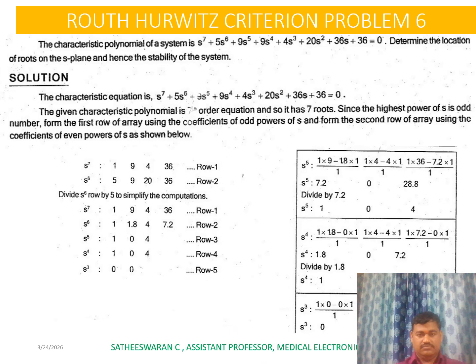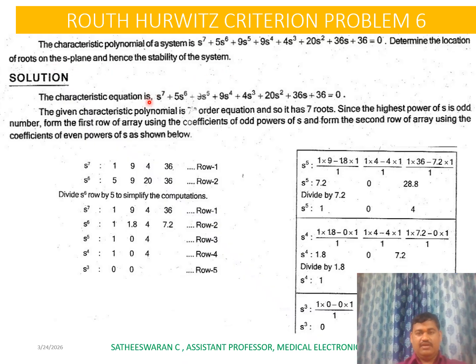Then the last problem, Routh-Hurwitz criterion. Problem number 6. The characteristic polynomial of the system is s power 7 plus 5 s power 6 plus 9 s power 5 plus 9 s power 4 plus 4 s power 3 plus 20 s square plus 36 s plus 36 equal to 0. Determine the location of the roots on the S plane and hence the stability of the system.